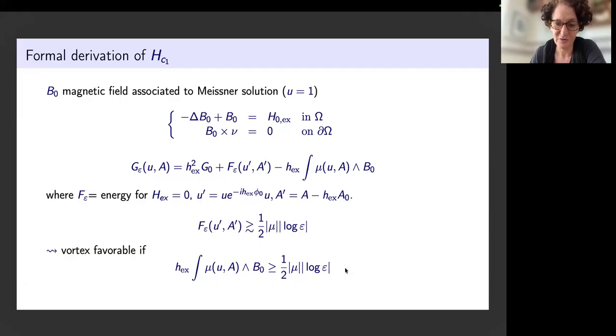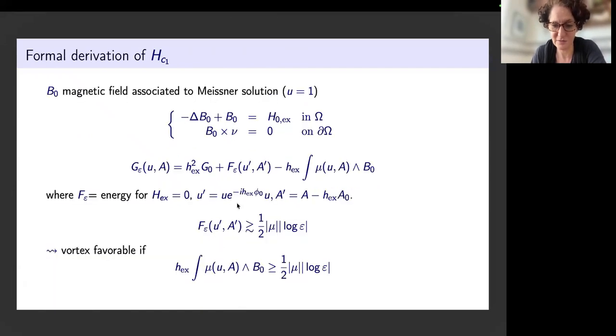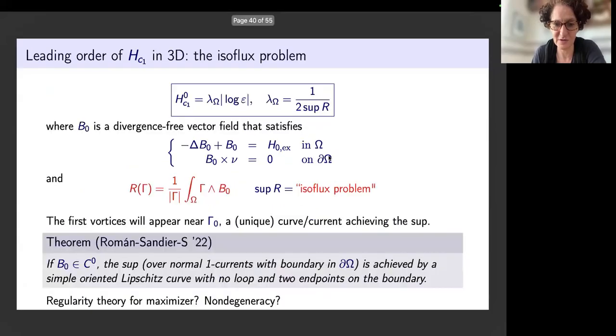And it will be favorable if that. And when you put all these together, you find that HC1 will be proportional to a constant times log epsilon. That's the thing that makes these two things basically balance each other. And what is this constant? This constant is derived in terms of this B0 as before.